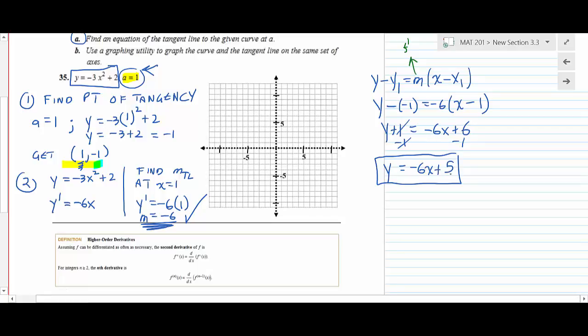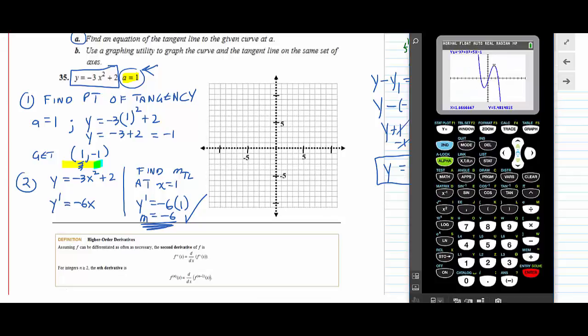Okay. All right. 6 minus 1 is 5. I know that. So that's the answer. Does that make sense to everybody? Okay. Now let's close this off with a quick thing on the calculator.